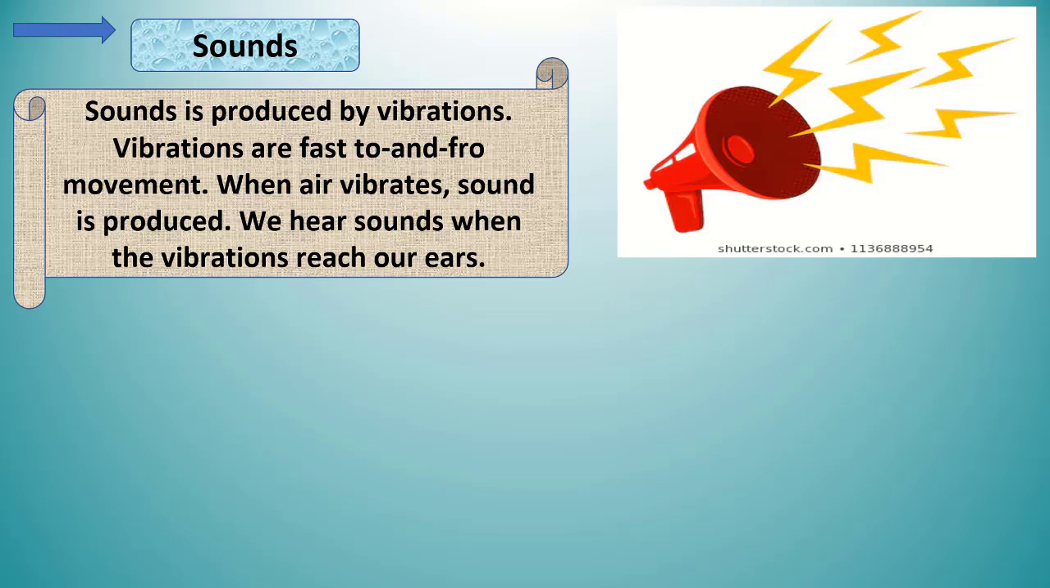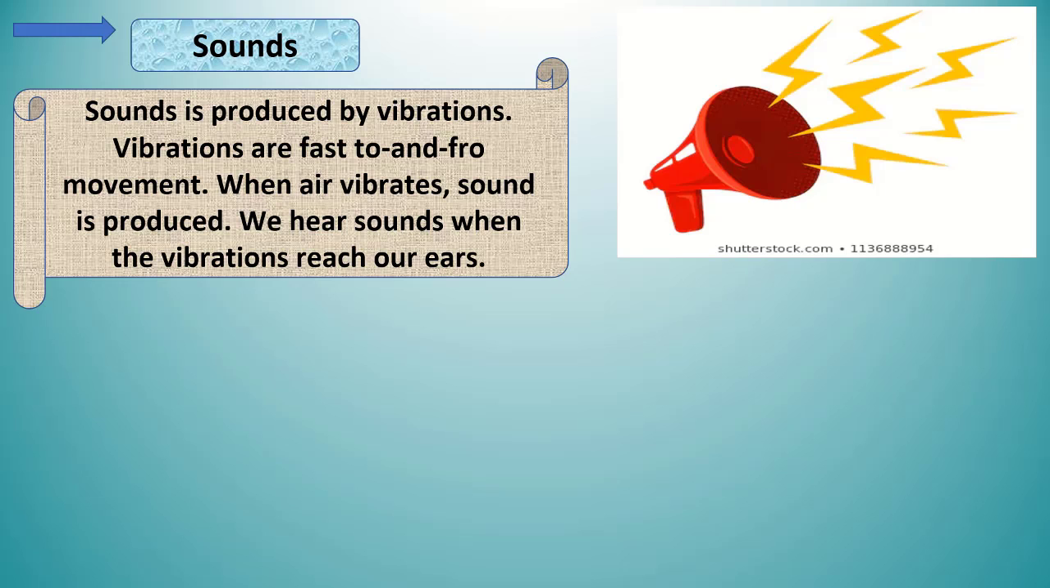Vibrations are fast to and fro movement, like back and forth movement of an object. किसी भी चीज की आगे पीछे होने वाली मूवमेंट जिसमें थरथराहट पैदा हो वो वाइब्रेशन कहलाती है. So when air vibrates, sound is produced. We hear sounds when the vibrations reach our ears. Like when your doorbell rings, parts of the bell vibrate and create sound. Is it clear?